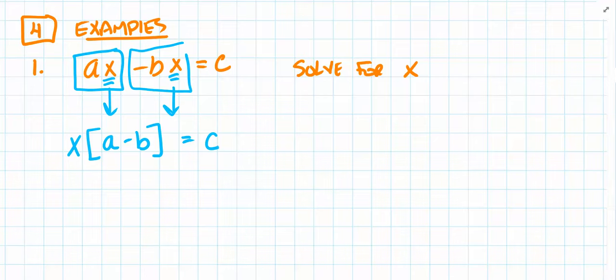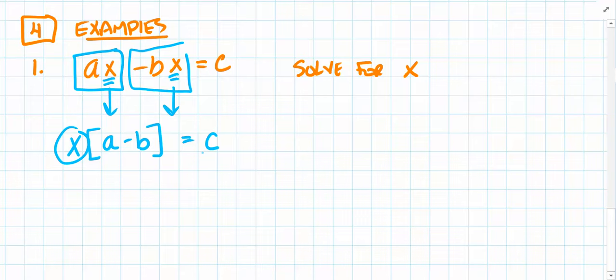Because if I gave you x times a minus b, everyone would just go, well, that's x times a minus an x times b. Well, that's exactly what our original problem says, right? So look, I have x multiplied by the term of a minus b is now equal to c. Does that make sense so far, my first step?